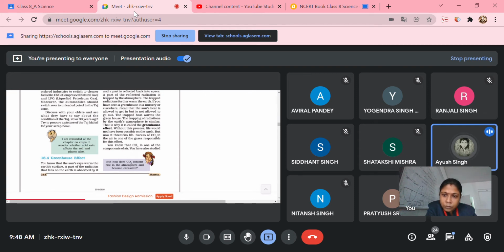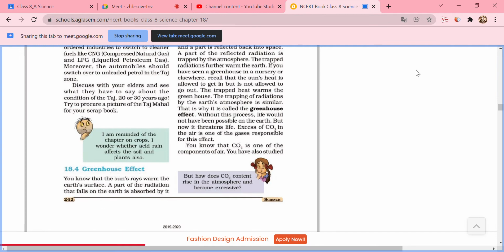Without this process, life would not have been possible on the Earth. But now it threatens life. CO2 is one of the gases responsible for this effect. You know that CO2 is one of the components of air. You have also studied the role of carbon dioxide in plants. But if there is excess of CO2 in the air, it acts as a pollutant.